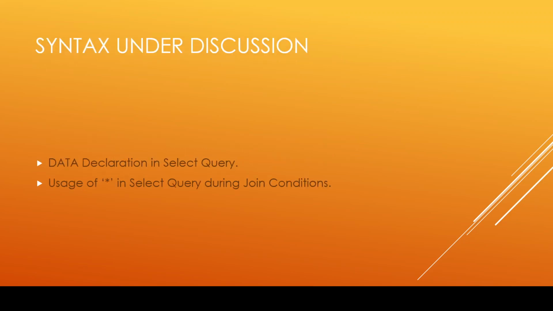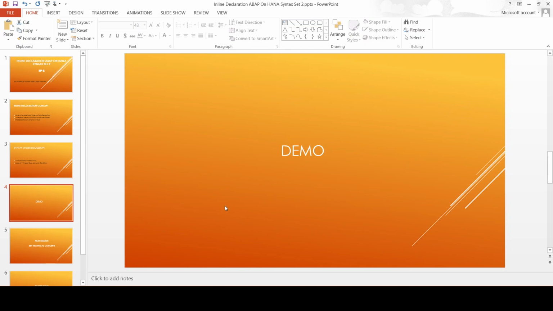The syntaxes under discussion today are the data declarations in the select query and the usage of the asterisk symbol in the select query during join conditions. Things will be pretty clear when I take you into the demo. Now let's jump on to the demo part.